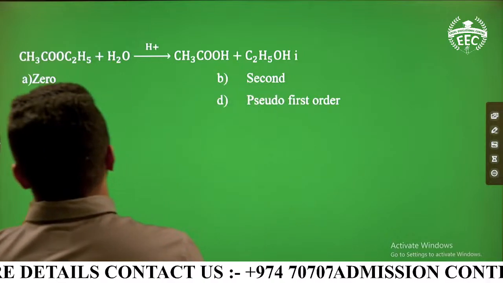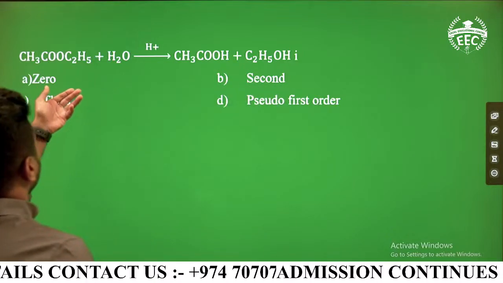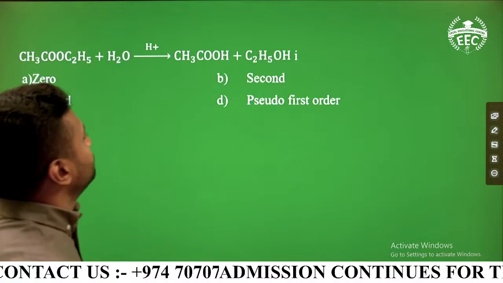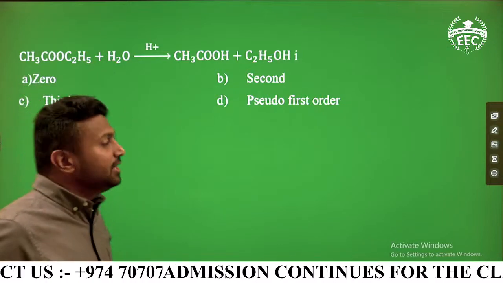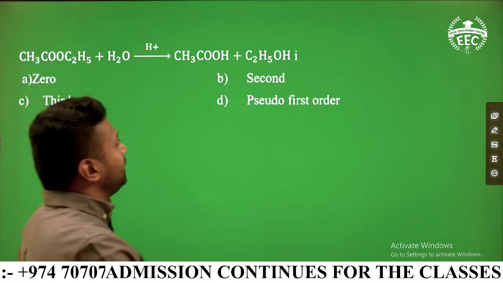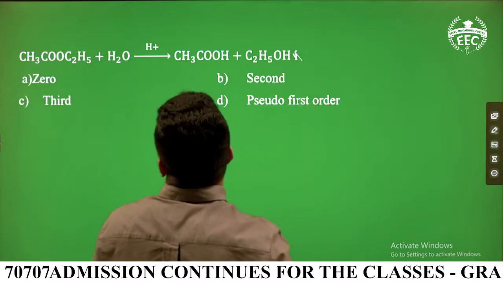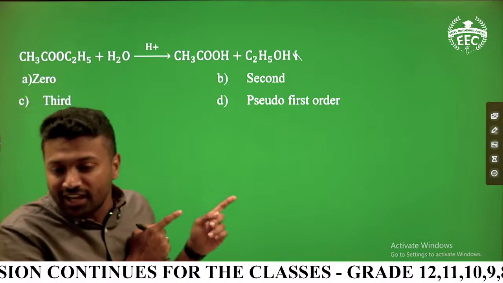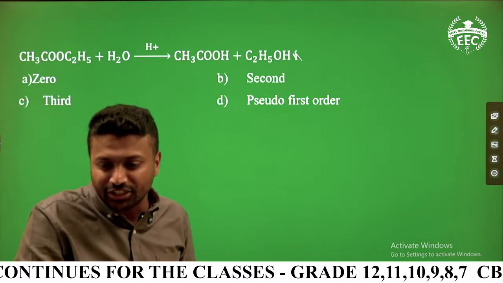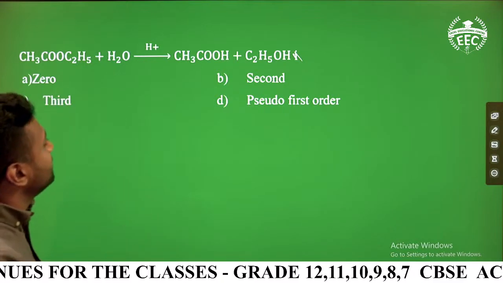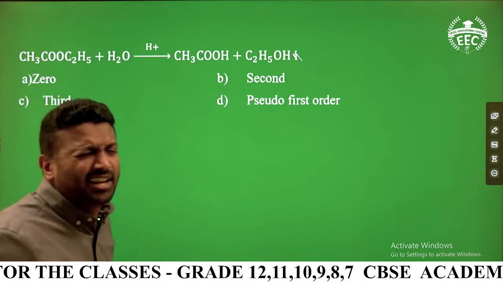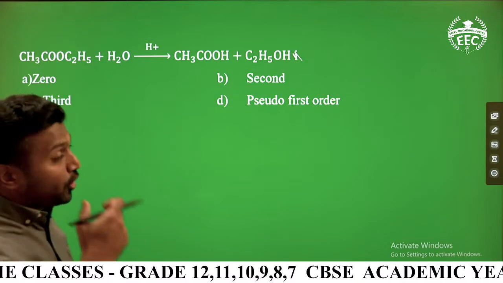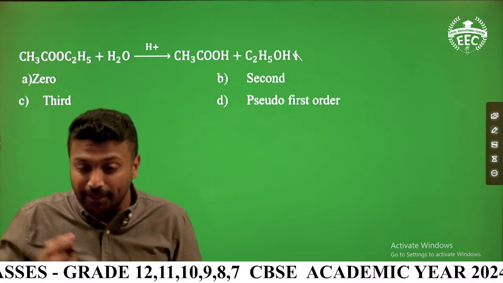It's actually regarding CH3COOC2H5 plus H2O in the presence of H plus giving CH3COOH plus C2H5OH. Tell me, it belongs to which one? The question may be, what's the order of the reaction? It may be either option A zero, option B second order, option C third, and option D pseudo first order. Any idea?